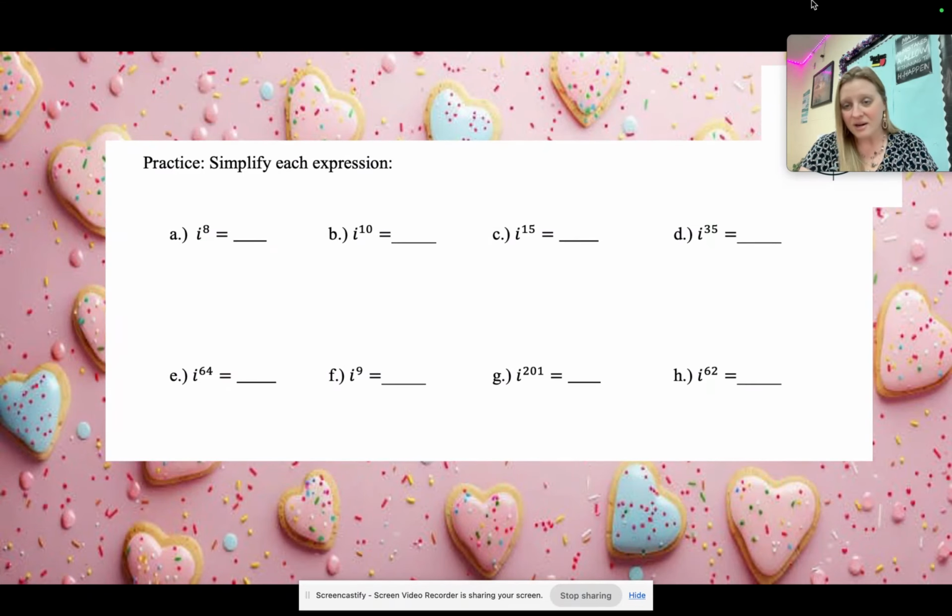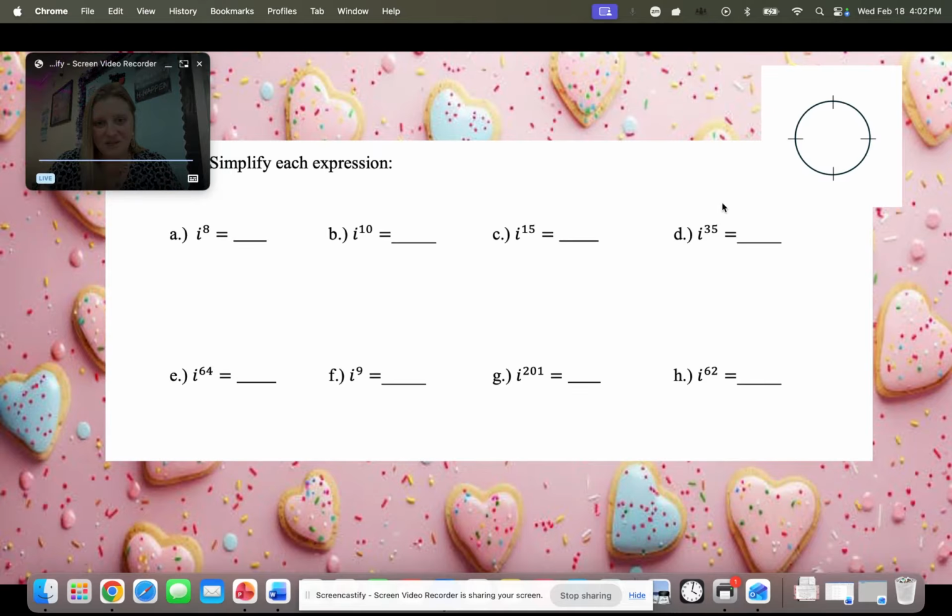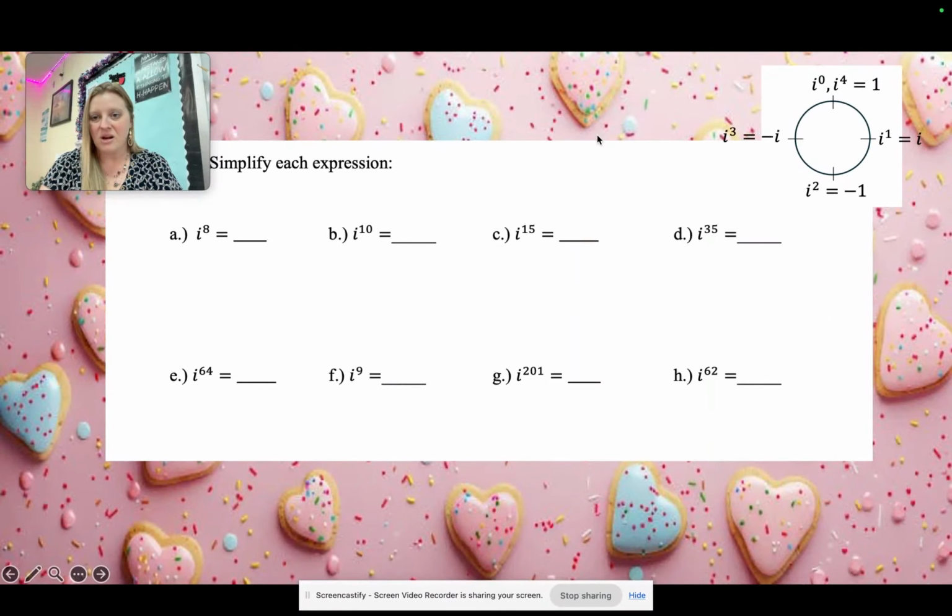So we're just going to do a little practice with that clock rotation business. If you know your multiples of 4, that makes this really easy. So i to the 8th, for example, I'm going to put my clock up here so it's easier to keep track of. 8 divided by 4 is 2 with no remainder, so another way of saying that is a remainder of 0. Whatever my remainder is, that's the exponent I'm looking for. So I'm going to look at i to the 0 on my clock, but that's just 1. So i to the 8th is just 1.